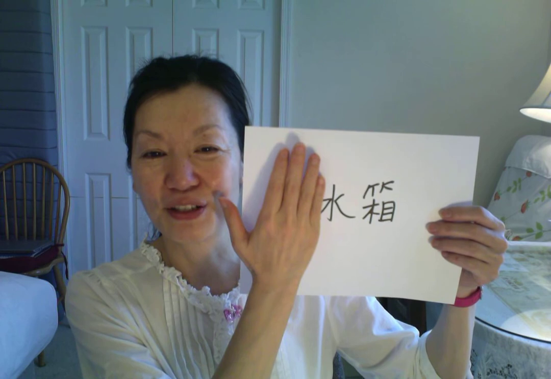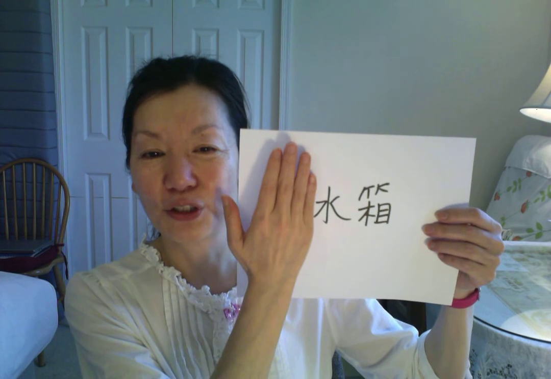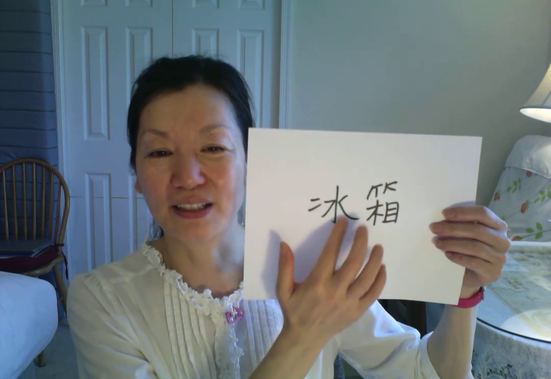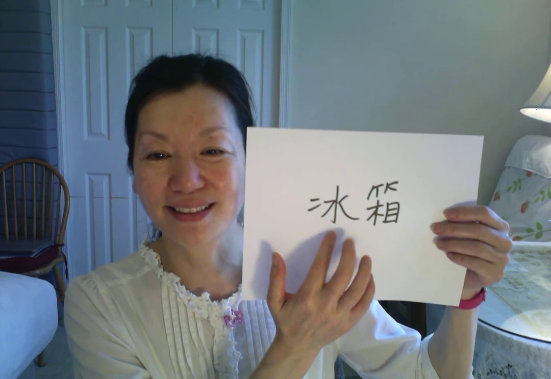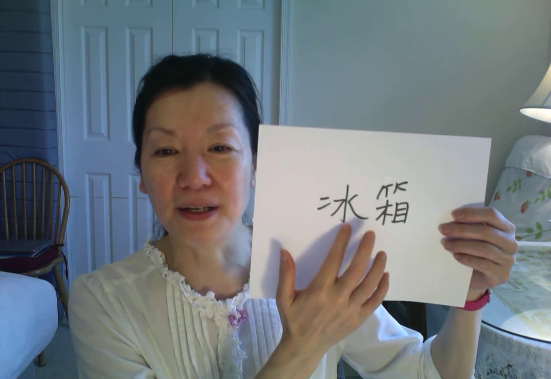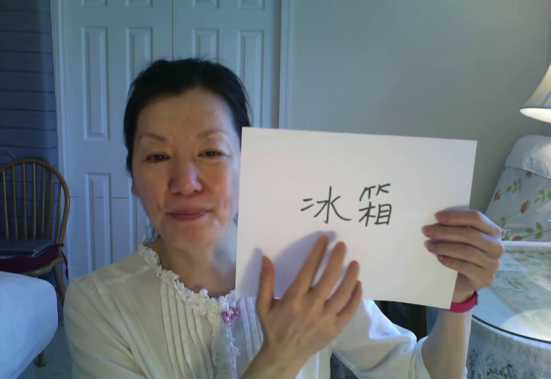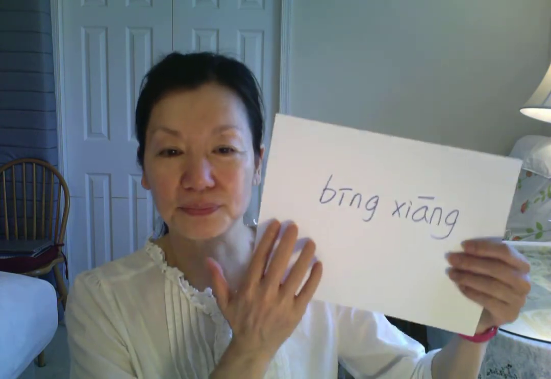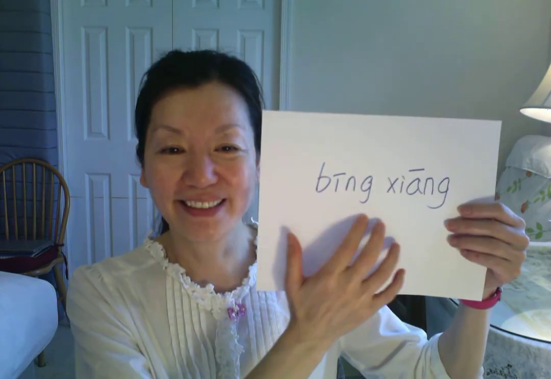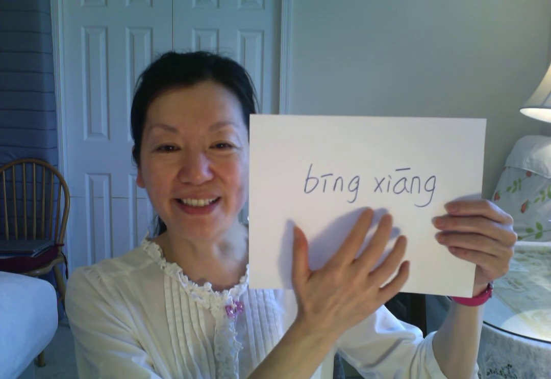This one is water. 水 is here together. 冰 by itself means ice. This character we pronounce 冰, by itself, ice. 冰箱, refrigerator. Let's check the pinyin here, okay? 冰箱 refrigerator. Okay, let's see the next one.